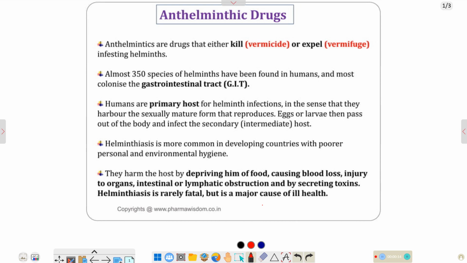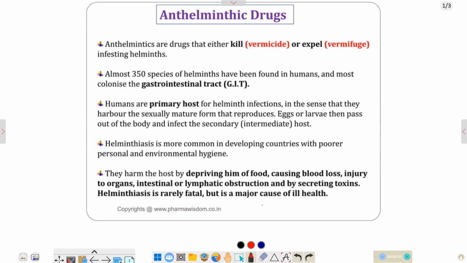My topic is about anthelmintics, anti-helminth drugs. As the name depicts, anti-helminth means anti-worms. So the drugs which are used to kill, expel, or stop the growth of worms in our body are called anti-helminth drugs.